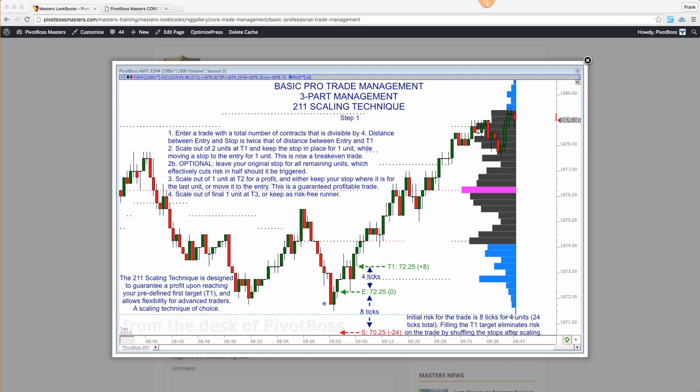The first thing to do when you enter a 211 scaling technique is to remember you're trading 4 units. So whatever size you're trading, it needs to be divisible by 4. For example, if you're trading 100 shares, then it's 25, 25, 25, 25. That would be each unit. If you're trading 4 contracts, it'd be 1 contract in each unit. So it needs to be divisible by 4.